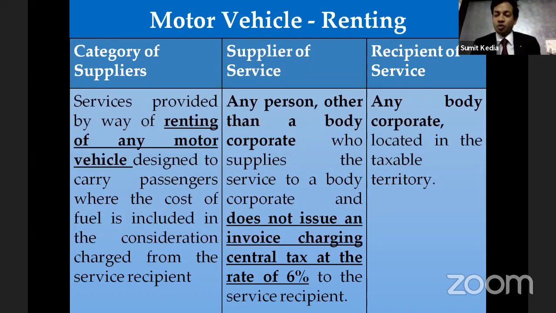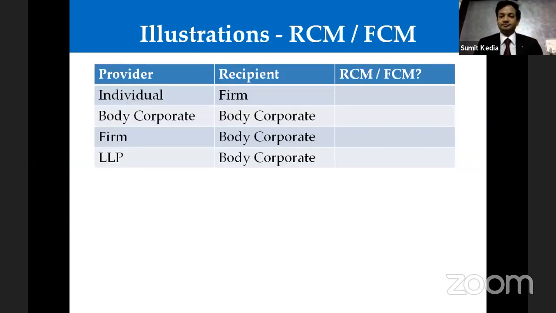So if a person is raising an invoice charging 12%, then he will not come under this category. He should not be a body corporate and he should not charge 12%. In that case, RCM will be applicable, provided the recipient is any body corporate located in the taxable territory. Please be careful. A lot of times confusions do happen because of registered person, unregistered, body corporate, non-body corporate. So applicability might become a confusion at times. Supplier should be any person other than a body corporate and the recipient should be a body corporate. I will give you some examples also to understand this entry in detail.